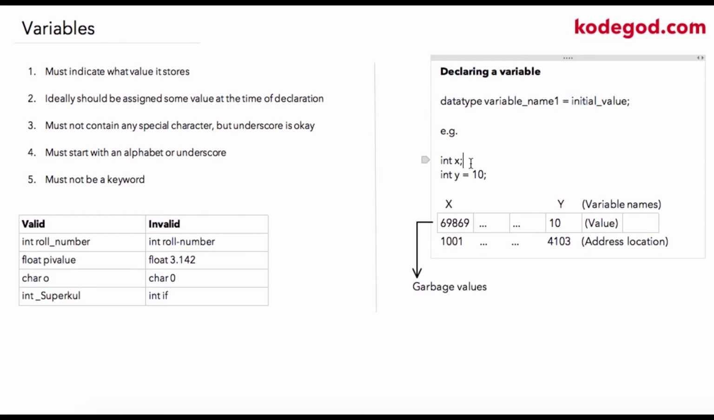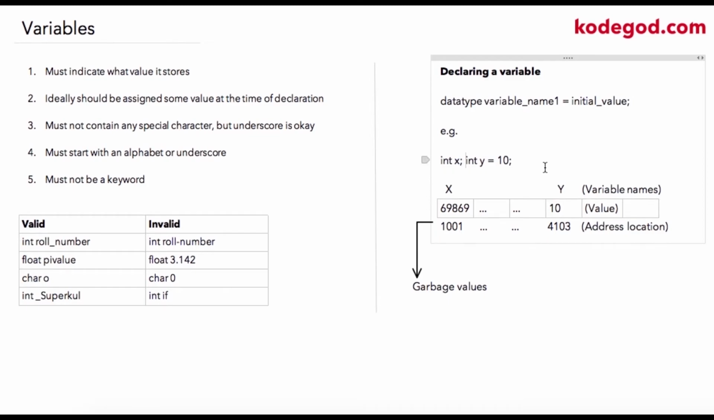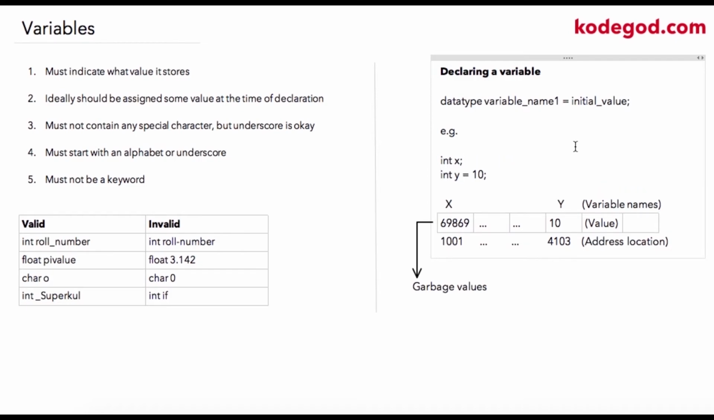I am writing my statement as int space x semicolon. Semicolon is a character which is used in C to tell the compiler that my instruction ends over here. So when I say int x, the statement completes over here. I can alternately write multiple instructions on the same line like this, but to have good readability, we write one instruction below the other.